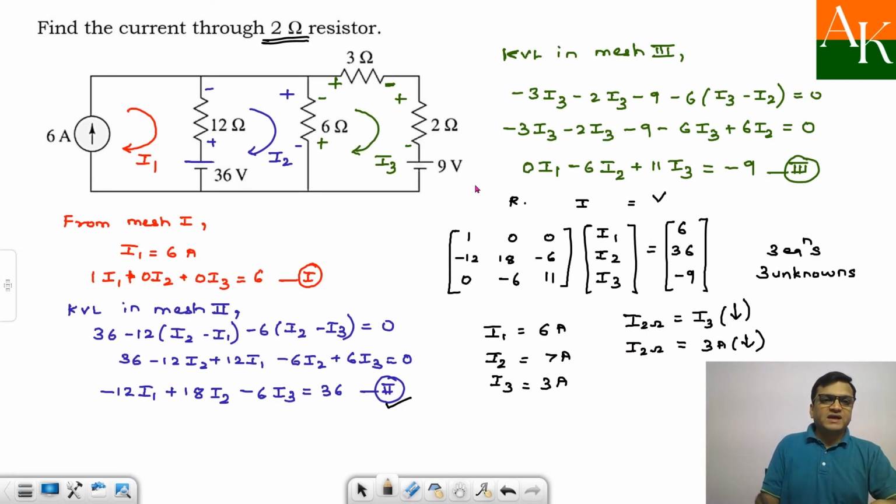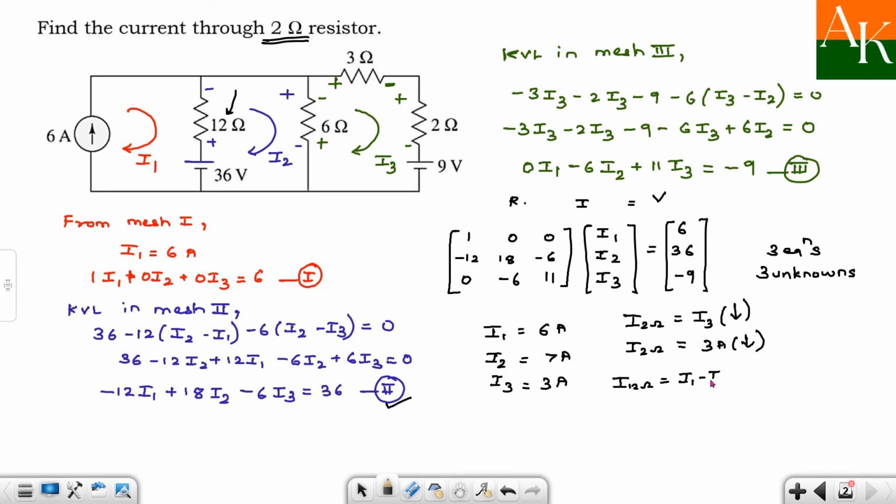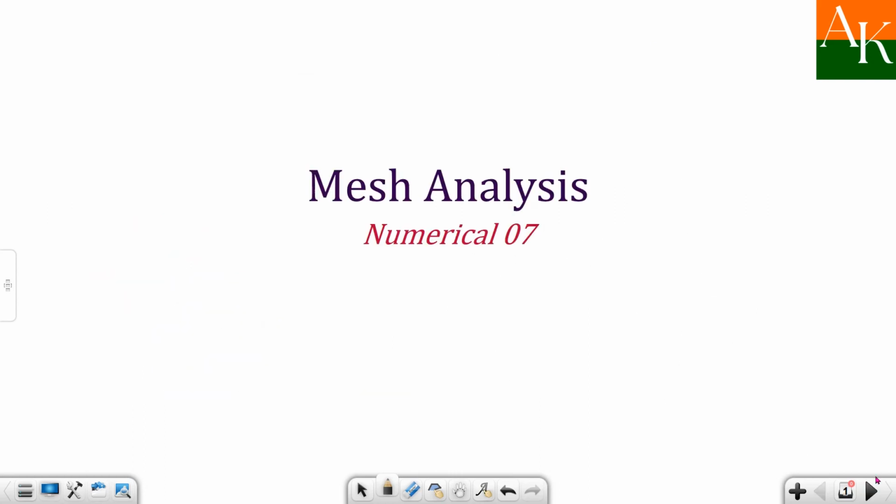Okay. If they ask you to calculate current through, let's say 12 ohm, so current through 12 ohm, you decide whether you are moving downward or upward. Let's say if you have decided to move downward, then current through 12 ohm will be I1 minus I2, and that of course will be downward, and that will lead to 6 minus 7 downward, so that is minus 1 ampere downward, so it is equal to 1 ampere upward. Okay, so that is all about the mesh analysis, numerical number 7. Thank you.